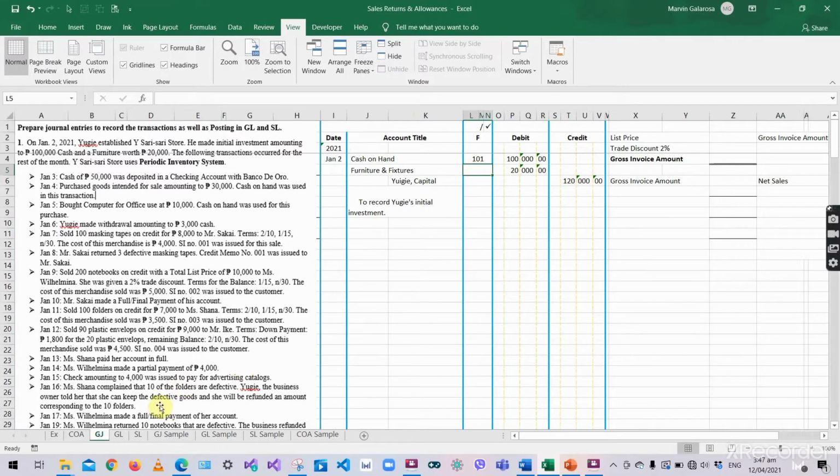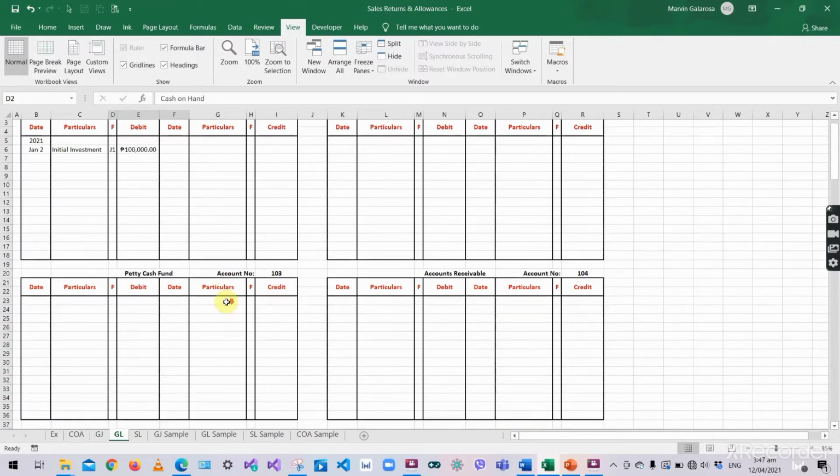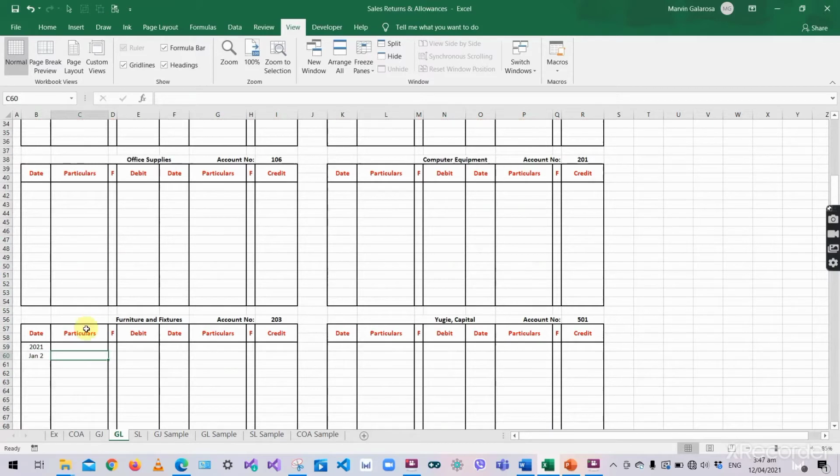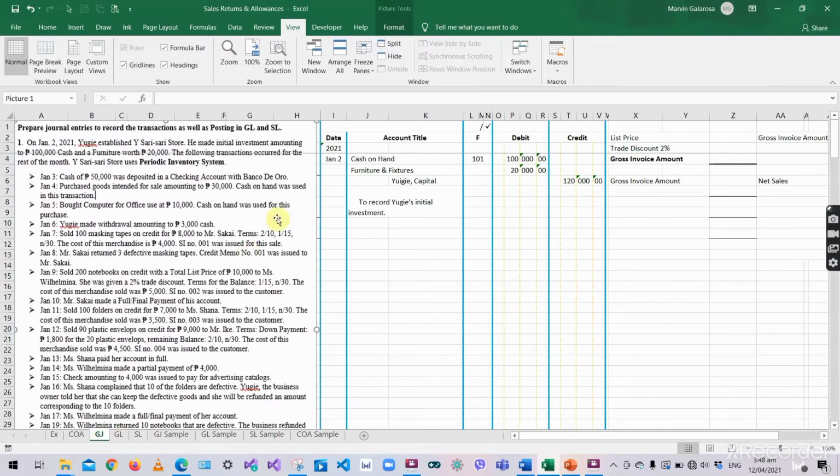Sunod naman, furniture and fixtures. So, 2021, January 2, particulars, initial investment. Folio, Journal 1, J1. Debit is 20,000. Account number niya, 203. So, after posting, write mo yung account number.